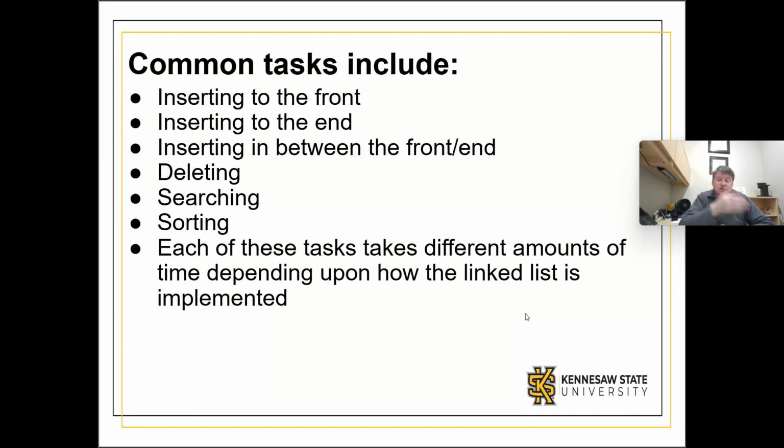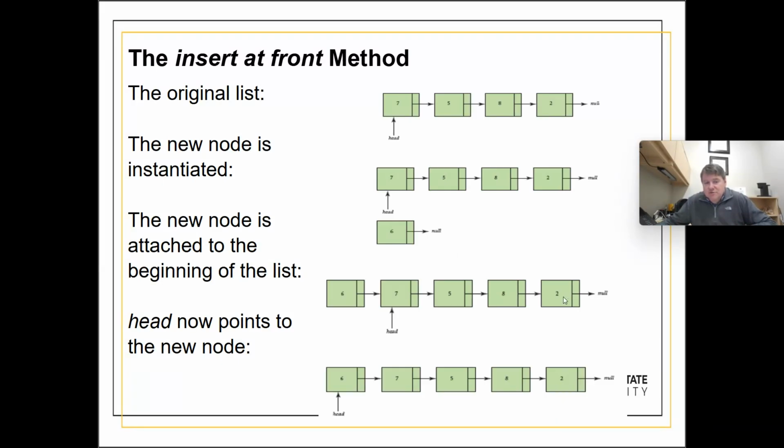You might want to be able to insert a new node at the beginning. You might want to be able to insert a node at the end or put a node somewhere in the middle. You might be able to delete a node out of there. You might be able to search. You might be able to sort. And each of these are going to take some amount of time to implement with a linked list. So we're going to take a look at some of those ideas.